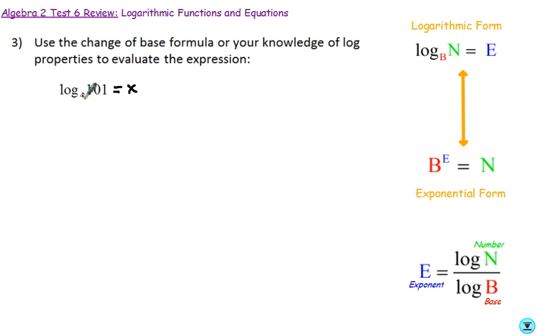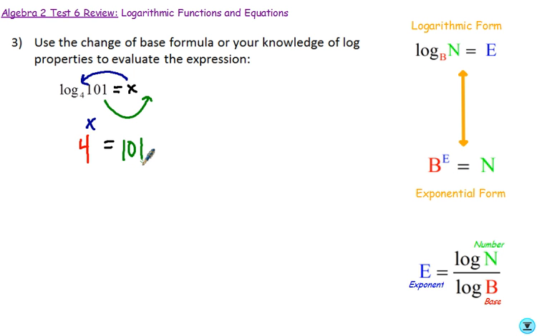So this says 4 to the what power makes 101. Let's go ahead and rewrite this first of all in exponential form. The base stays the same, so you've got 4, and it's just these other two that switch places. So that would become our exponent equals, and then 101 would be our number. So this says 4 to the what power makes 101.